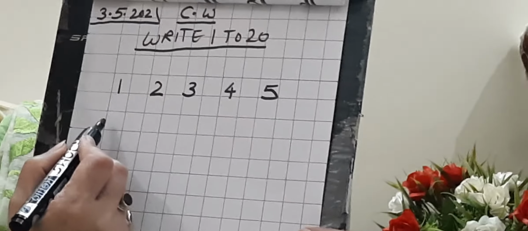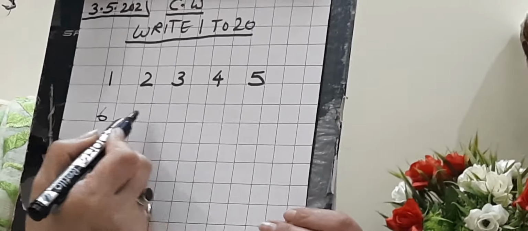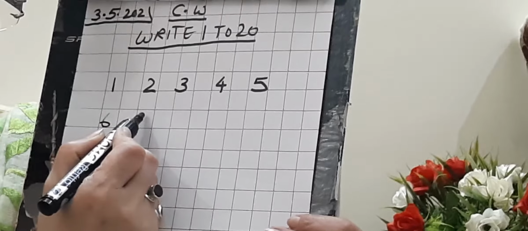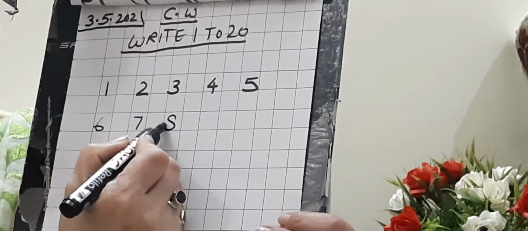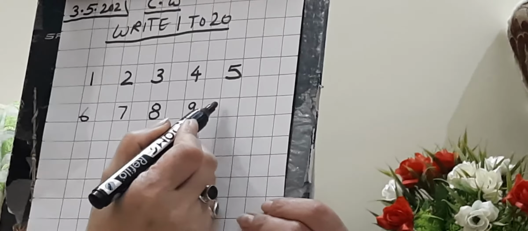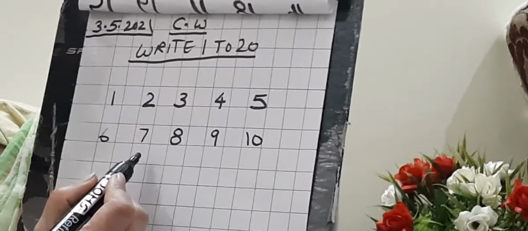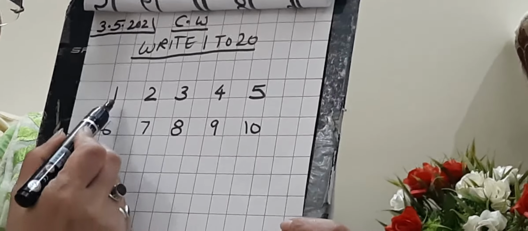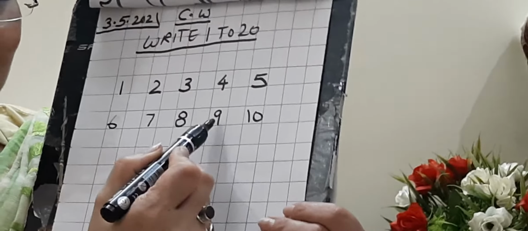What comes after 5? It's 6. Now write 6. Move side by side. Leave one box. 7. Leave one box. 8. Leave one box. 9. Leave one box. 10. Now check your work after doing it. 1, 2, 3, 4, 5, 6, 7, 8, 9, 10.